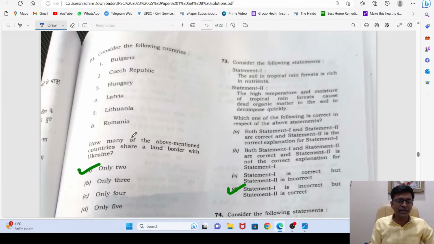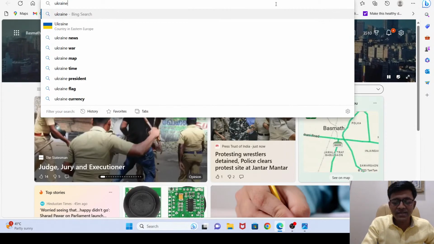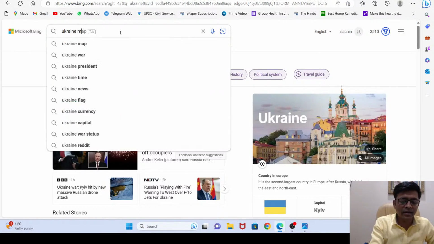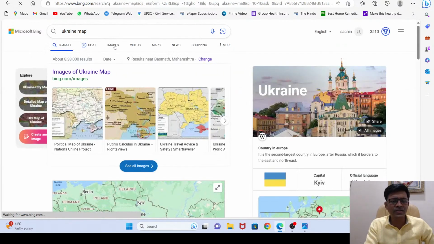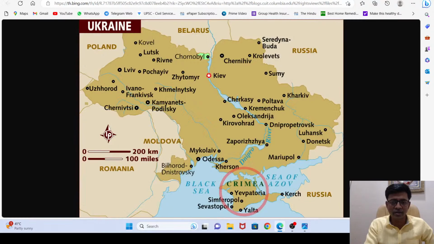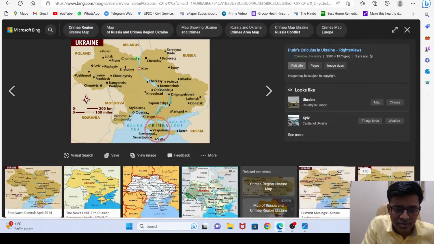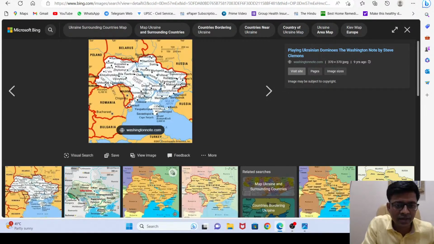Okay, consider the following statements. How many of the above mentioned countries share a land border with Ukraine? It was very logical that they would ask this question. See, UPSC has maintained some points and it went away from some points. So there are some topics that UPSC has asked questions on. We will check out the countries with which Ukraine shares a border. Here you can see Poland, Belarus, Russia, then Moldova. Then you can see Romania. These are the countries. I will check some better map. This one is better.